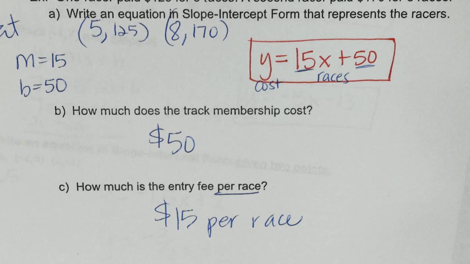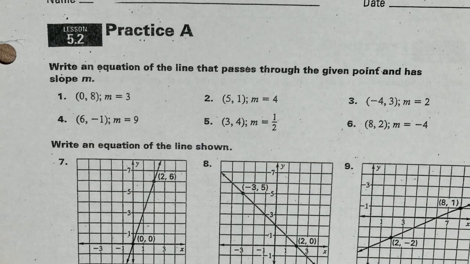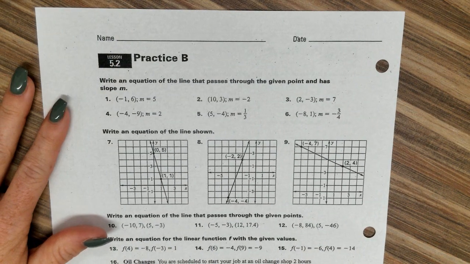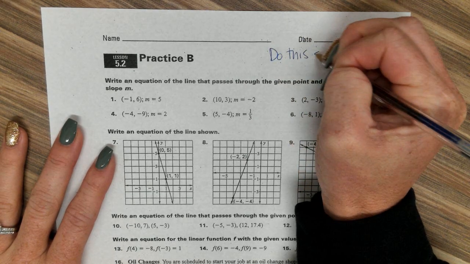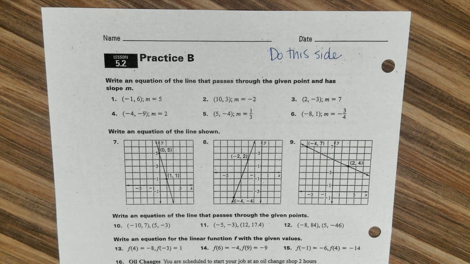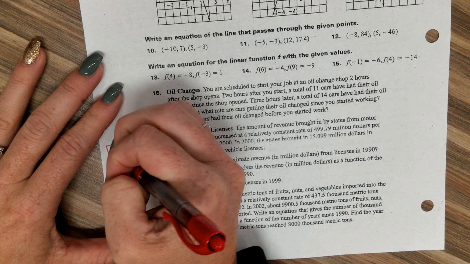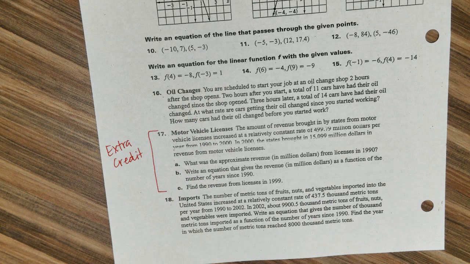All right, let me pass out y'all's assignment. Okay, flip to practice B. This is the side you're going to do for a grade. So do this side. Number 17, A, B, and C are going to be extra credit. That means when I was doing it, I thought it was challenging.